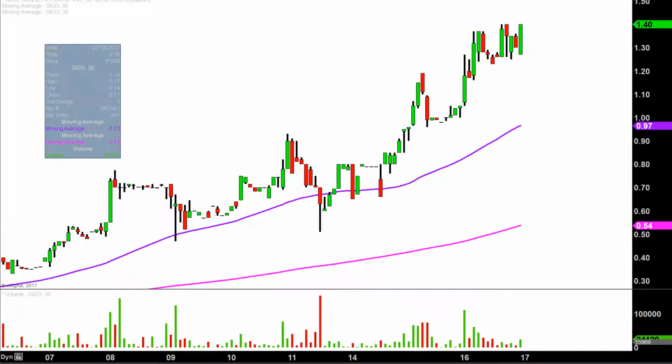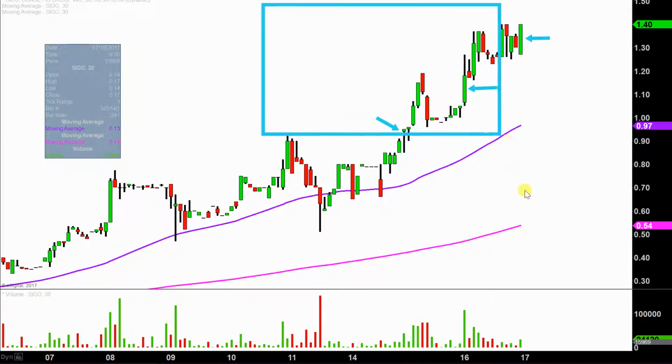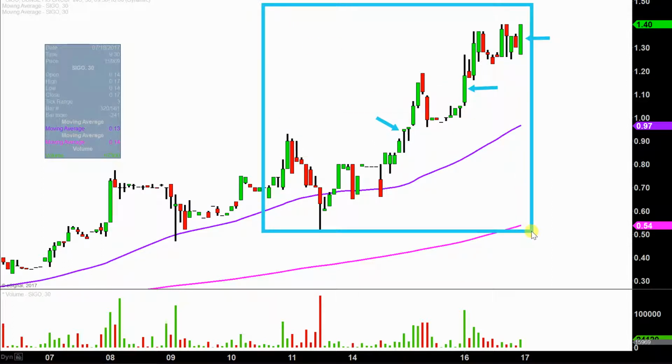Real quick, what do I mean by 30-minute in case maybe you're new to charts? Instead of each one of these candlesticks here representing 1 day's worth of price action, which is what you would normally see, each one represents 30 minutes. So this here may look like several weeks worth of time. It's actually just the past few days broken down into 30-minute time slices.